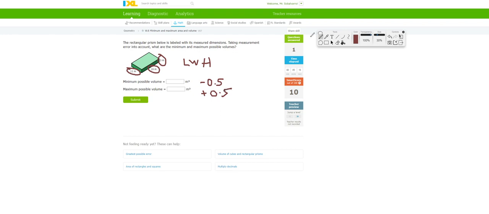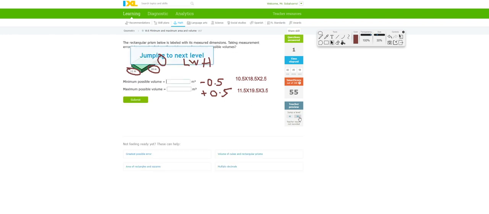So for the minimum, if I subtract from 11, it'll be 10.5. So you have 10.5 times 18.5, again taking away 0.5, and then 2.5. And for the maximum, it will be 11.5 times 19.5 times 3.5. So that's how you find both. I'm not going to do it so I can speed it up. This is too easy.